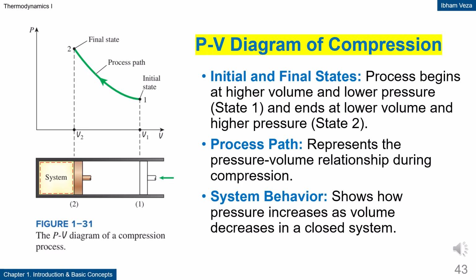PV diagram of compression. A PV diagram shows the relationship between pressure and volume during a compression process. At the beginning, the system is at a large volume and low pressure.